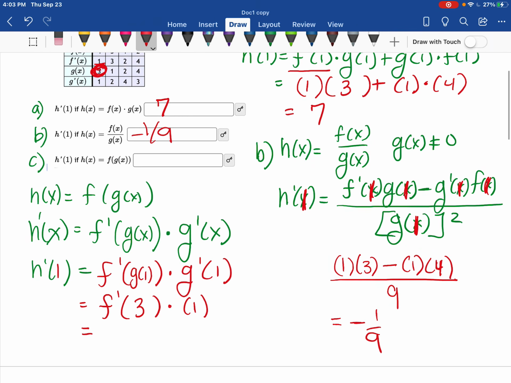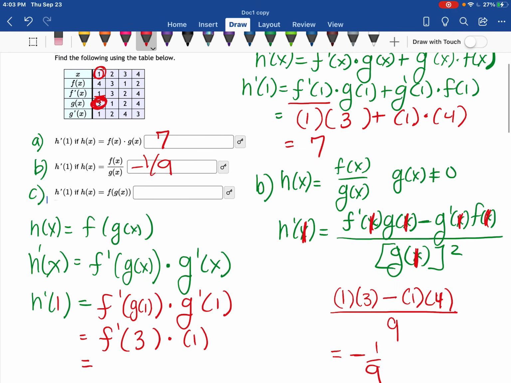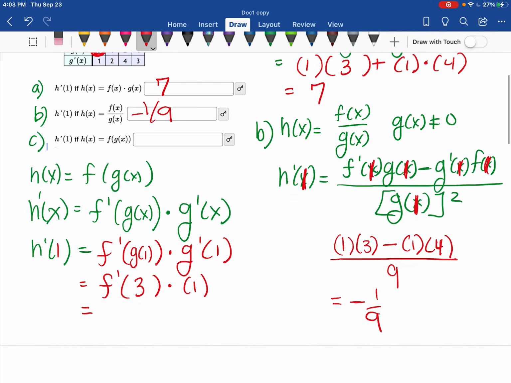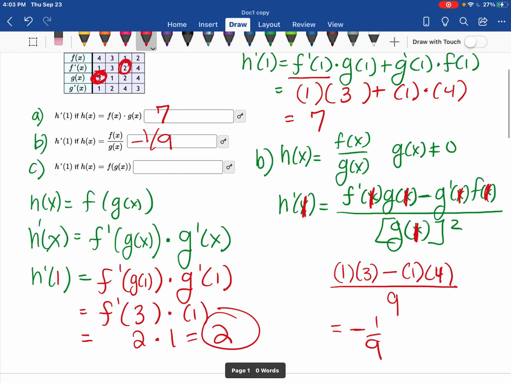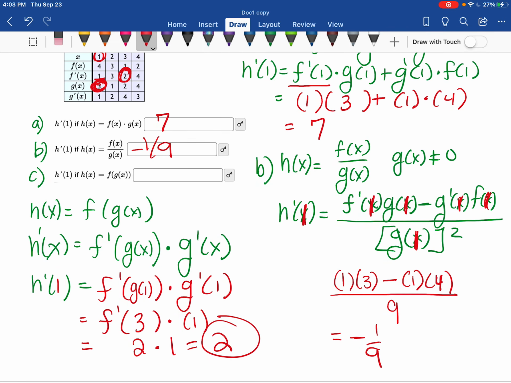Then I've got to find f prime of 3. So when I look up here, if I find f prime and evaluate it at 3, my answer is going to be 2. So I'm going to get 2 times 1, which is equal to 2. And there's my final answer. So I'm going to go ahead and put that up here.